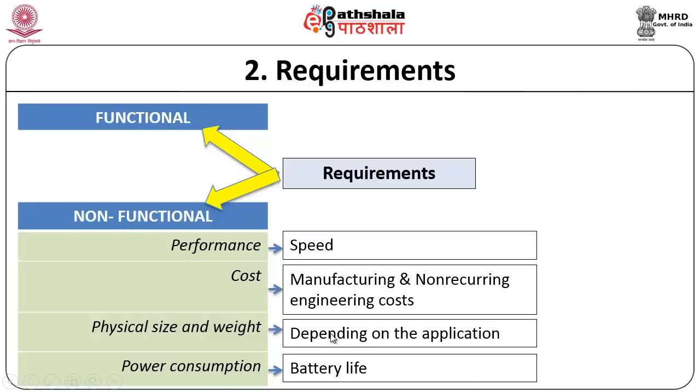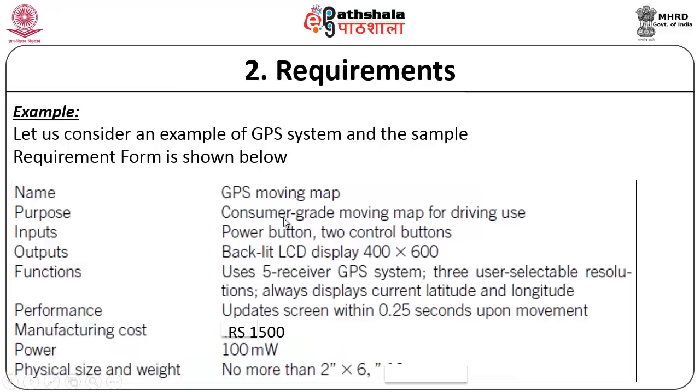Then the physical size and the weight. Many times the physical size and weight play a vital role when the embedded system is a part of one big product, or if it is a handheld device. Then the last one is power consumption, that means how much battery I need to provide, so that it decides the battery life. So these are all the non-functional requirements when you are designing a particular product.